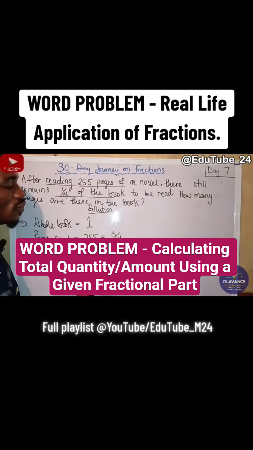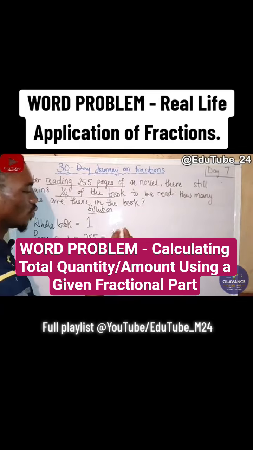So if 3/4 is the pages read, this 3 means 3 out of 4. So 3 out of 4 of the total pages is 255. That means the total pages will be what? 4, 4/4. So to find the pages that are in the book, which is the total pages, we are simply going to use what we have to find what we don't have. We have the number of pages read, and we have the fraction of the pages that is read.